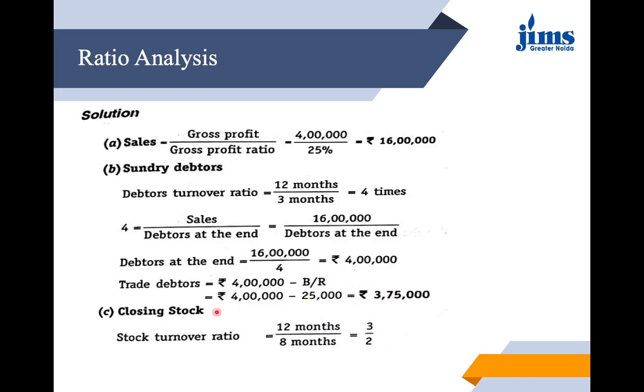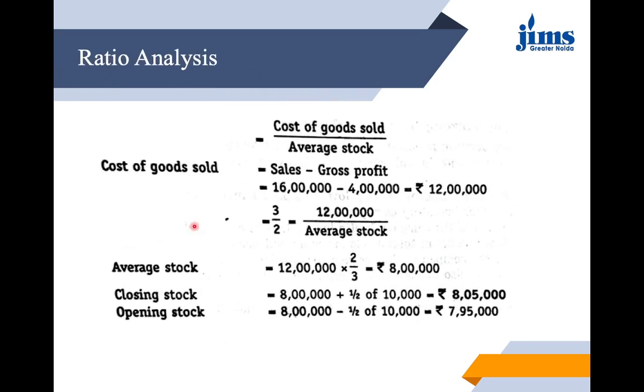Then for closing stock we need to consider stock turnover ratio, which is given as 8 months. Stock velocity actually is given as 8 months. So from there you can find out that it's 3 upon 2 times, or you can find it out in decimals. Let us see further. We can use the formula, that is cost of goods sold upon the average stock. Cost of goods sold you can calculate by subtracting gross profit from sales, which will come out as 12 lakh, and you can put it in the formula.